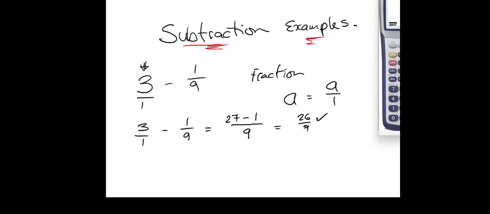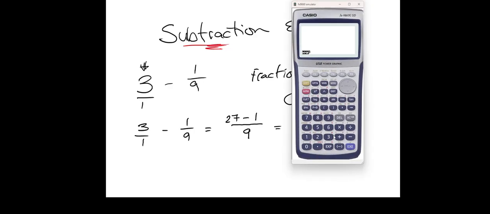That's fine. How would this look on a calculator? Well, 3 minus 1 over 9, 26 over 9. If we had it as a decimal fraction, it's going to be something pretty nasty, but 26 over 9 is fine. Just as a side note, how would we convert this improper fraction to a mixed fraction on the calculator?